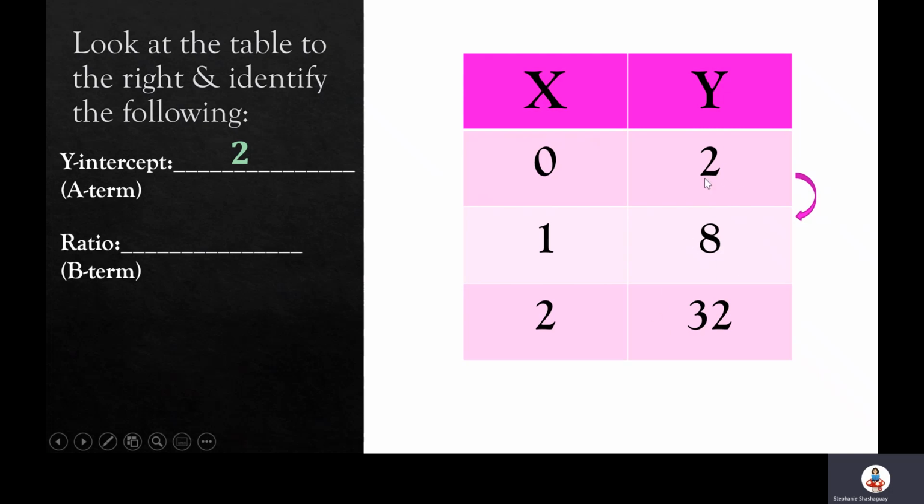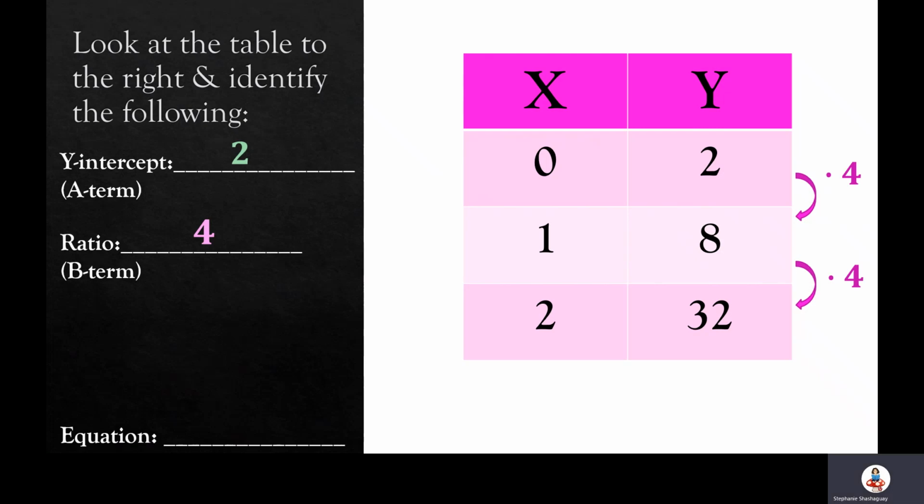In this table, I'm going from 2 to 8 and then 8 to 32. Well, how did I do that? Well, I multiplied by 4. 2 multiplied by 4 gives me 8. 8 multiplied by 4 gives me 32. So my ratio here is 4.